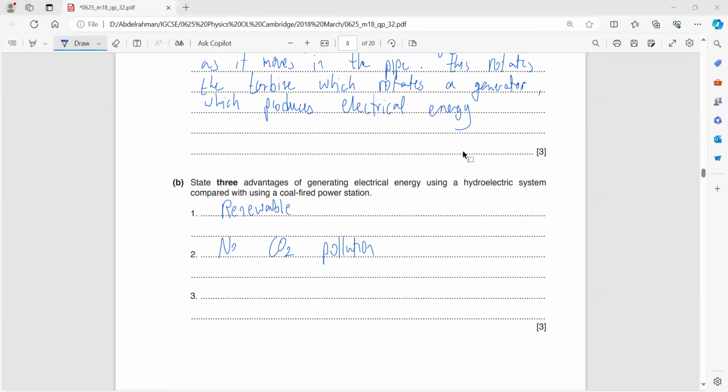Yeah, it doesn't use up fossil fuels. That's another advantage. You have many advantages. Doesn't use up fossil fuels.